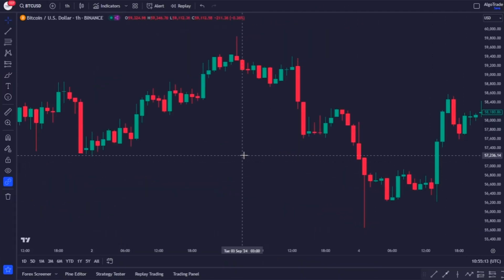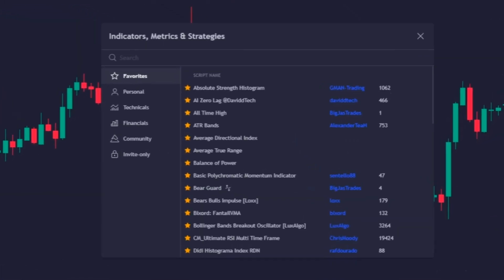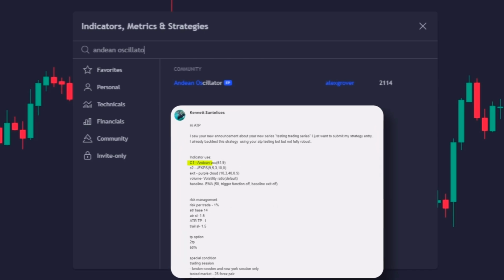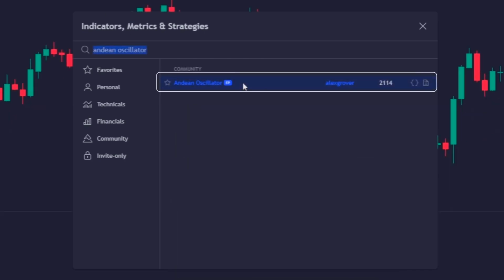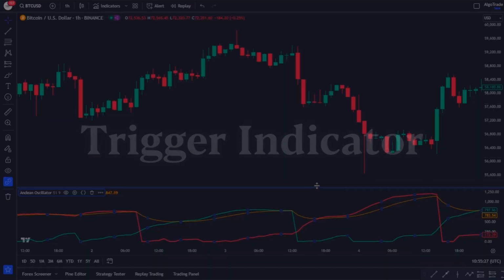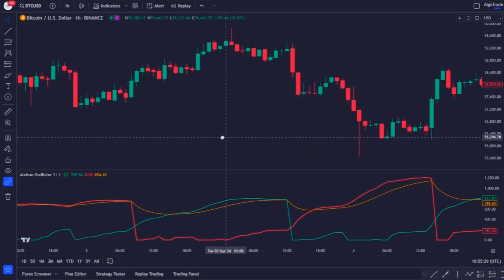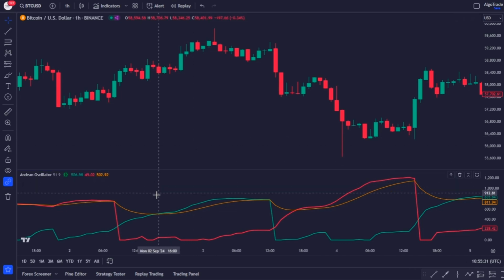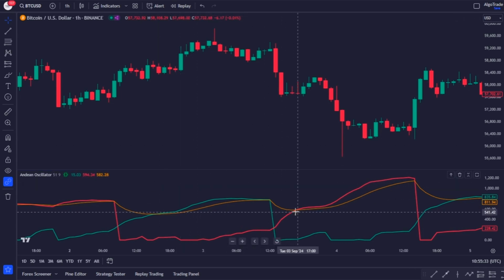To start, let's add all necessary indicators to our TradingView charts. First, we have the main indicator, the Indian oscillator, this one here, with the settings 51 for the length and 9 for the signal, which is going to be the trigger indicator for this strategy, so the indicator that gives us the buy and sell signals.